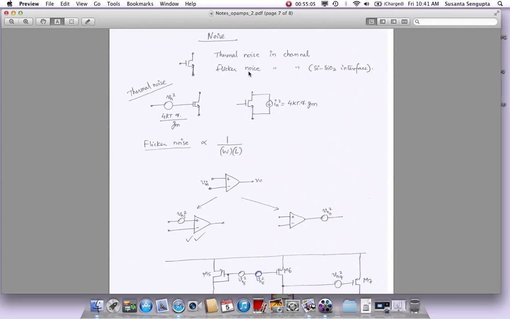What is the flicker noise? We know that right where the channel is formed, there is silicon dioxide on the left side, and there is silicon with a channel, an N-type or a P-type, in this case an N-type channel, on the right side. Okay, left side is silicon dioxide because that's the gate, and right side is the channel.